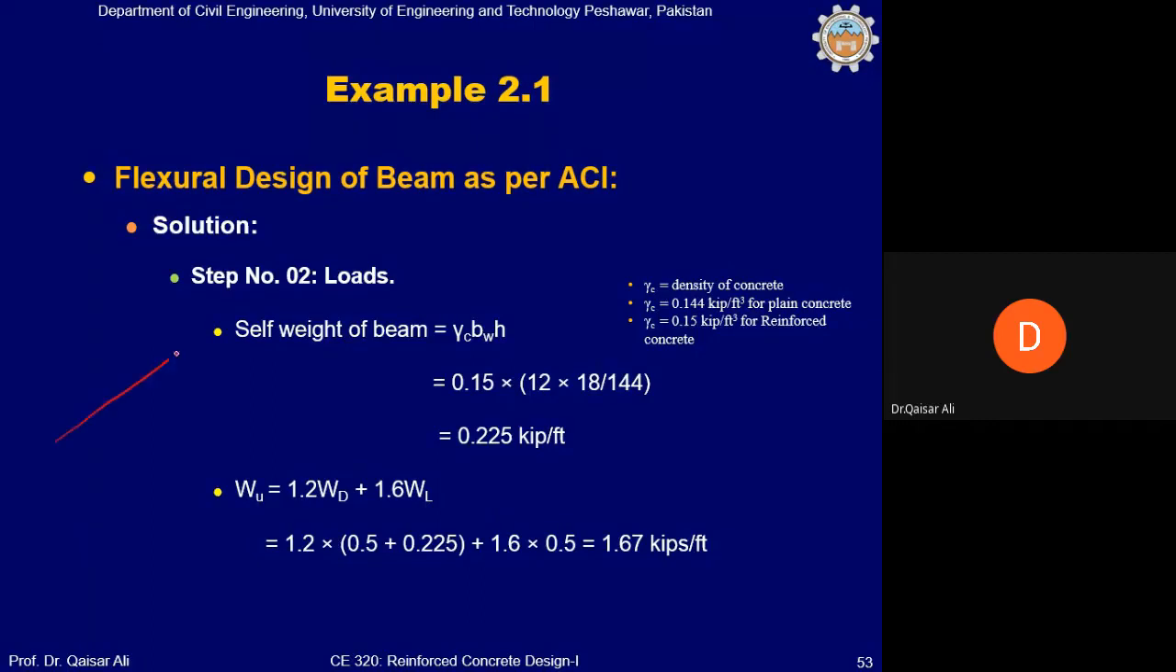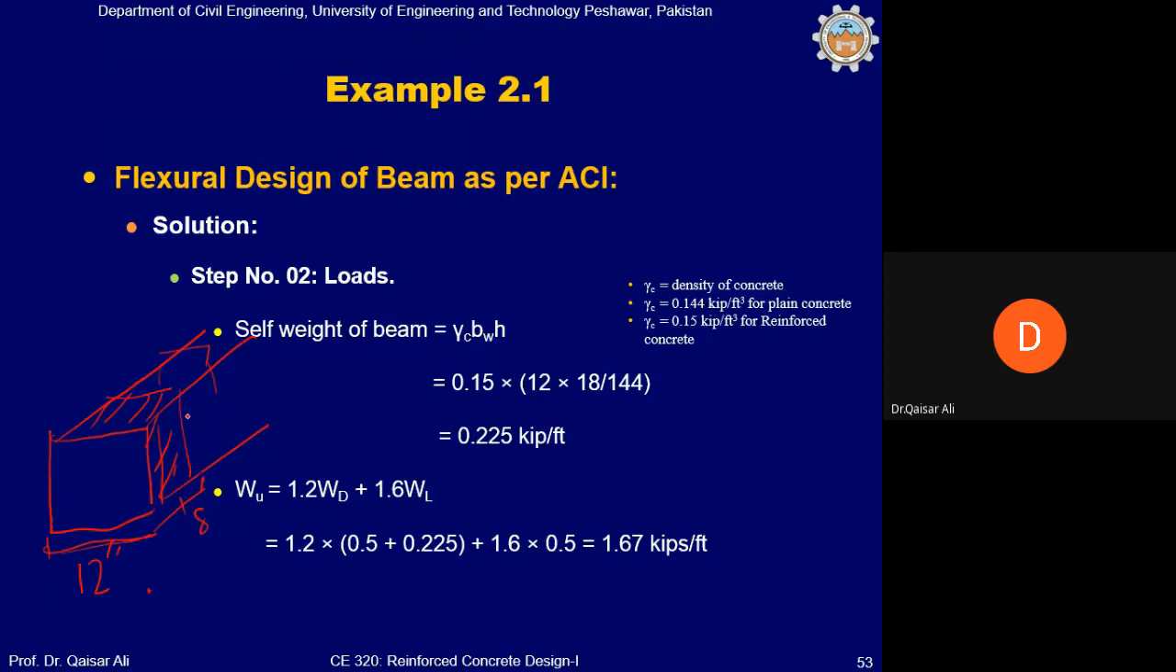The self weight of the beam will be calculated in this manner, because it is a uniformly distributed load. We calculate the weight of 1 foot of the beam, and this is then uniformly distributed on each 1 foot, 1 foot, 1 foot. So if we calculate the load of this 1 foot, the width of this beam is, in this case, 12 inch, and the total depth is 18 inch.